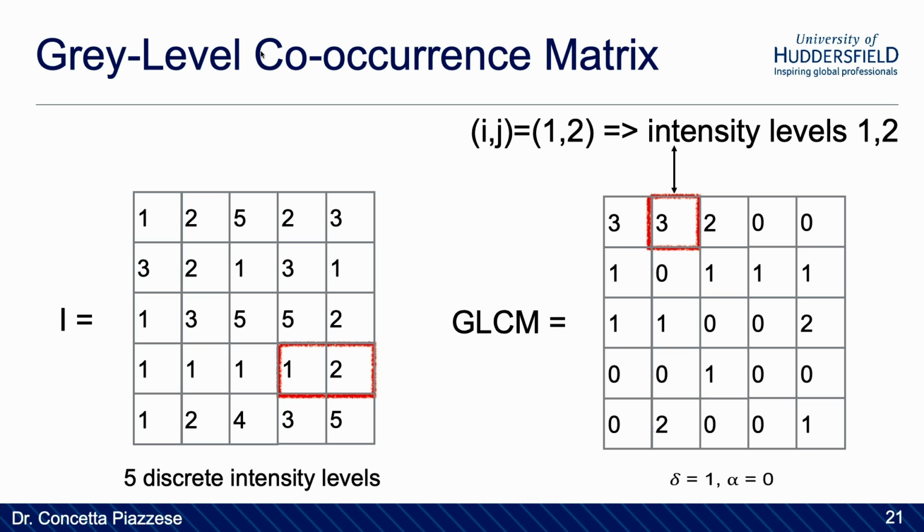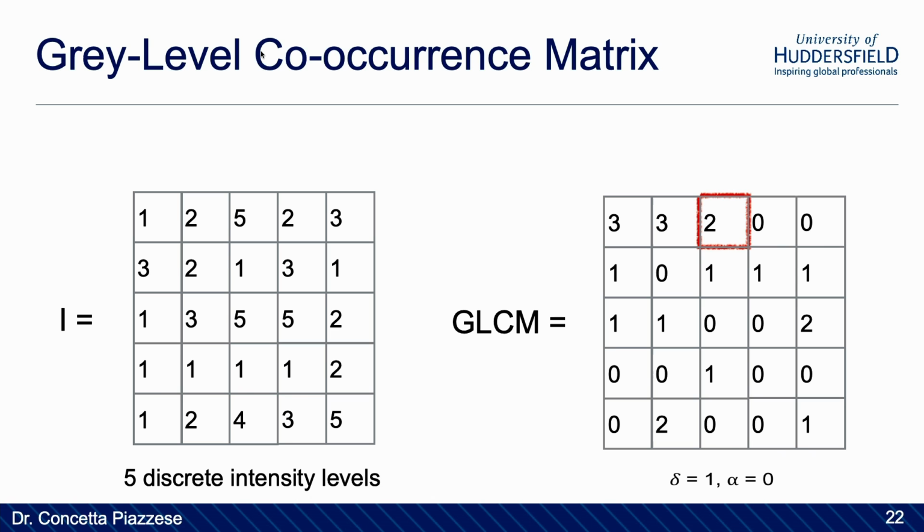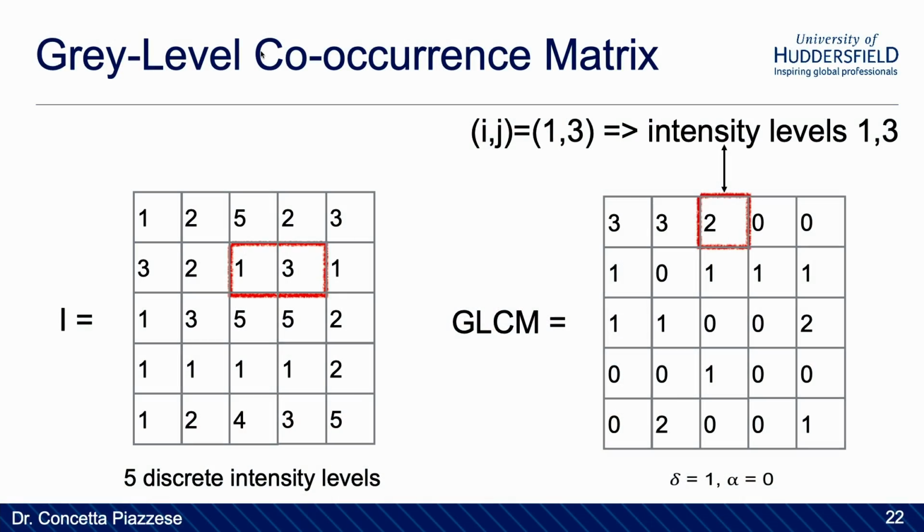And then if we keep going, we have one last example. In this case, I have a 2, and I'm looking at the combination of intensity levels 1 and 3. And in my original image, I have a combination there, and another combination there. So this is how we actually obtain the gray level concurrence matrix. And if we keep going, basically we fill completely the gray level concurrence matrix.